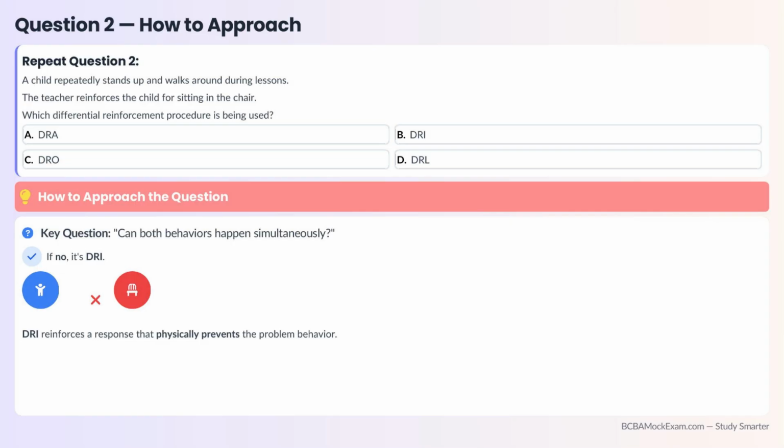For questions like this, ask yourself one simple question: can both behaviors happen at the same time? If the answer is no, then DRI is your best answer. In our case, you cannot simultaneously sit in a chair and walk around the room. Reinforcing sitting automatically reduces walking. If the behaviors could happen together, but you're choosing one as a better option that still serves the same function, that's more like DRA. So for DRI, your brain should say, opposite, mutually exclusive, they can't co-occur.